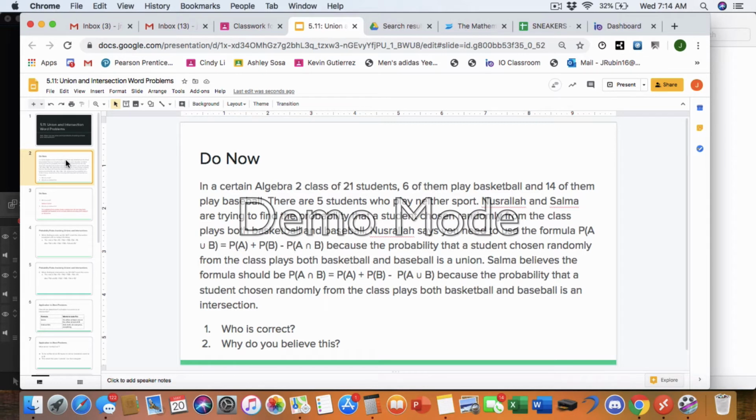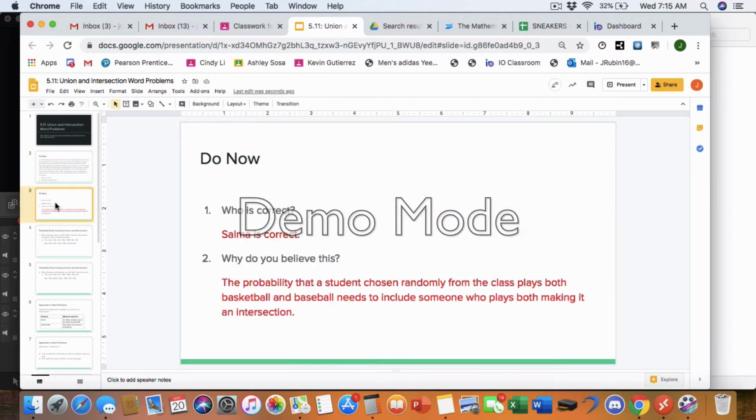I just want to make sure that we're comfortable being able to interpret these sort of word problems before moving on. So you have this big scenario here. I want you to read it and determine who is correct and why you believe this. The gist of it is Nushrala and Salma, shout out to you guys, are trying to find the probability that a student chosen randomly from the class plays both basketball and baseball, and they're using different formulas.